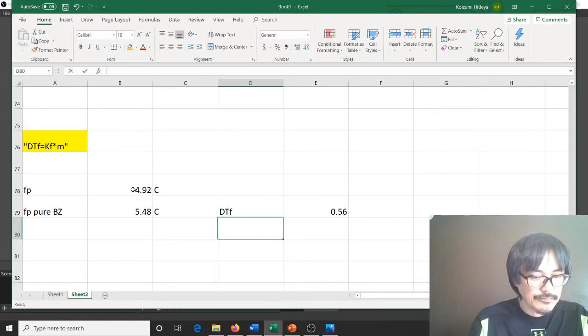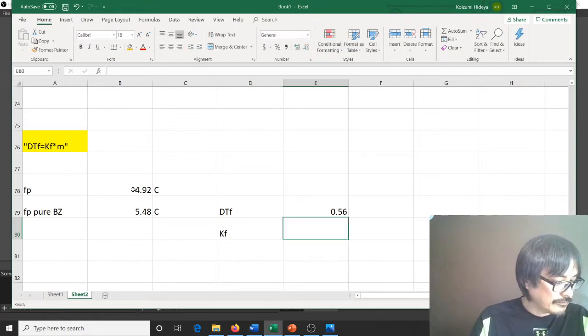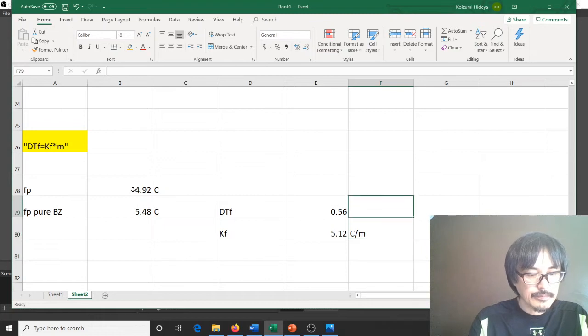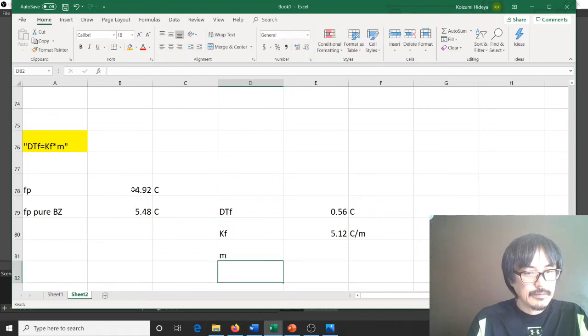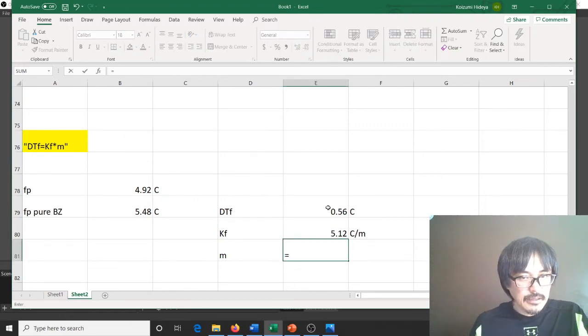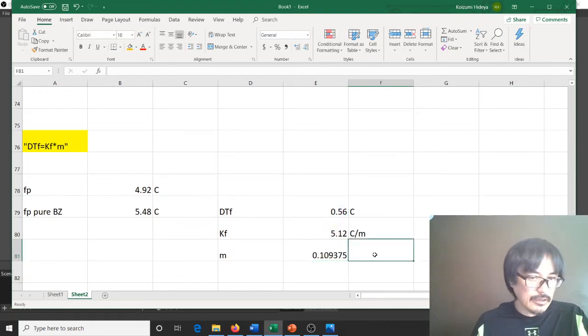The Kf is 5.12 C divided by m. Oops. So m, we're going to solve by using this formula right here. So m has to be this number divided by that, right? So the molality is 0.111 basically. That's the molality, right?